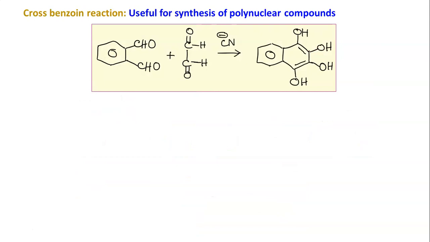Another cross benzoin reaction, but this is you can say one type of application, because by this method we can generate polynuclear compounds. So here we have aromatic aldehyde. So this is aromatic aldehyde, two aldehyde groups are present in benzene ring, and this is aliphatic, okay, glyoxal. Now CN minus, obviously both are aldehyde, but which aldehyde is more reactive? Obviously this one is more reactive, glyoxal. So CN minus, it will attack at this glyoxal molecule.